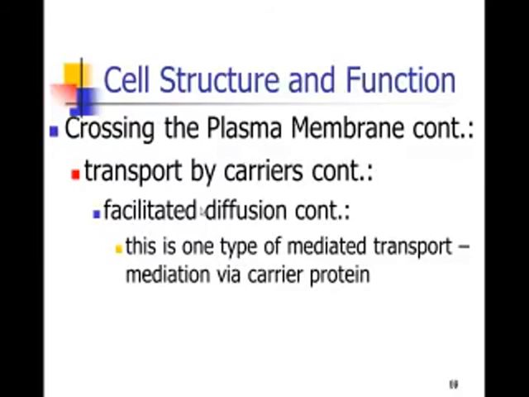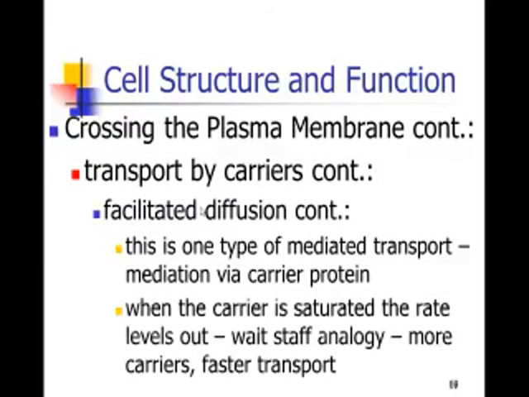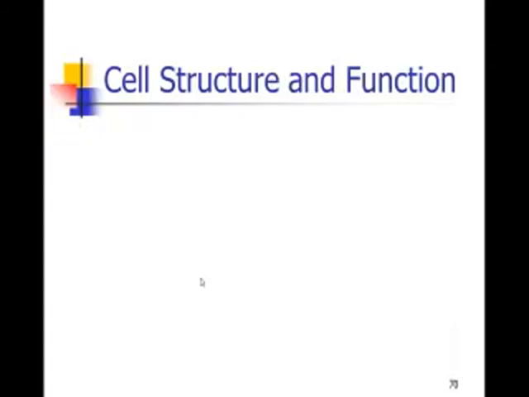This is a type of mediated transport, mediated by a carrier protein. Another thing is that once the carrier gets saturated with how many molecules it can move, the rate levels out. It really doesn't matter how many people are standing in line outside the restaurant. The waitstaff can only bring a finite number of people to their seat in any given time. You need to have more people making the movement if you want to get faster transport. Okay.